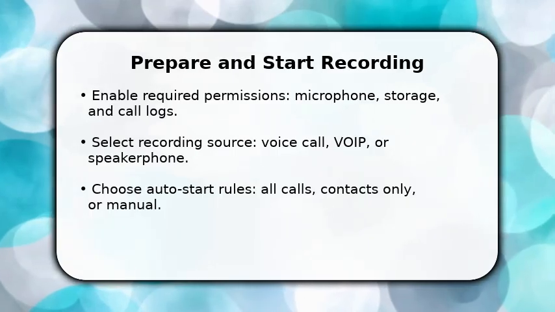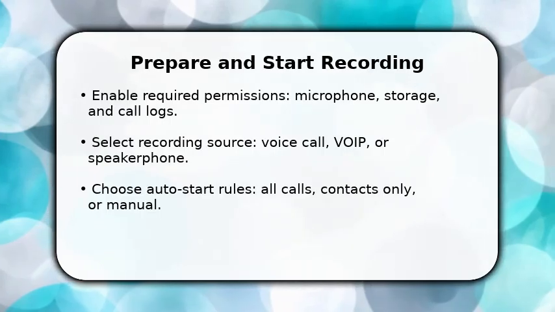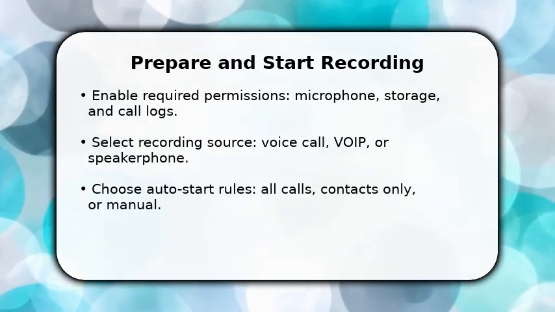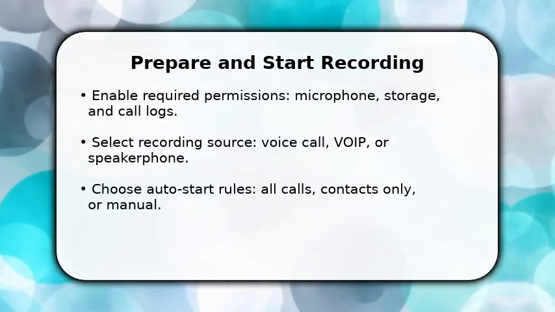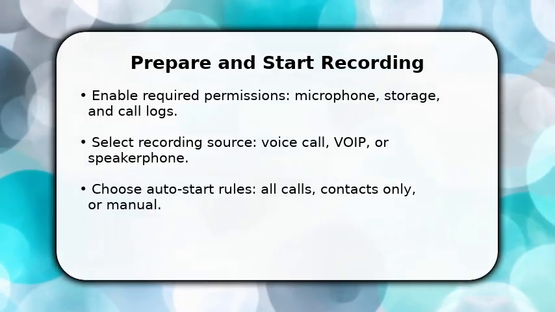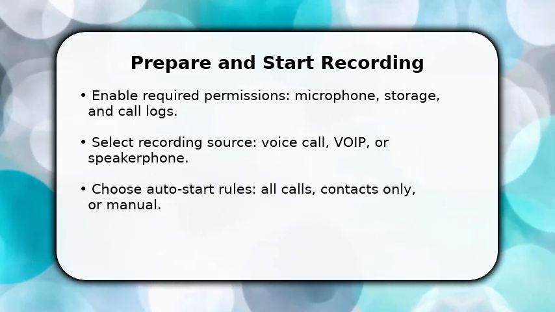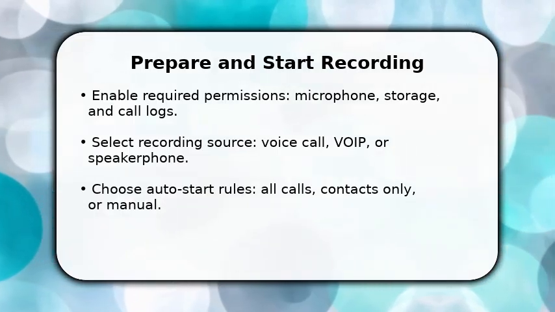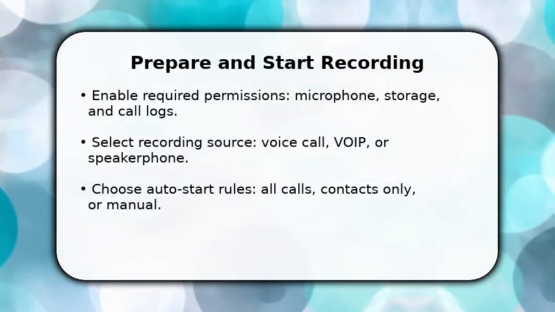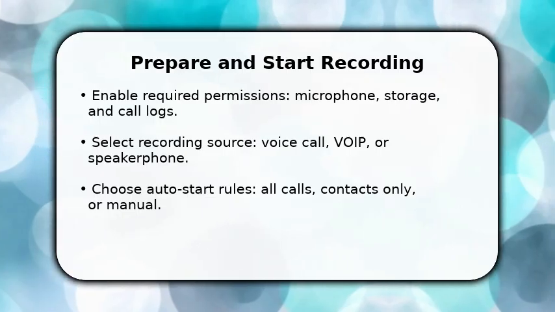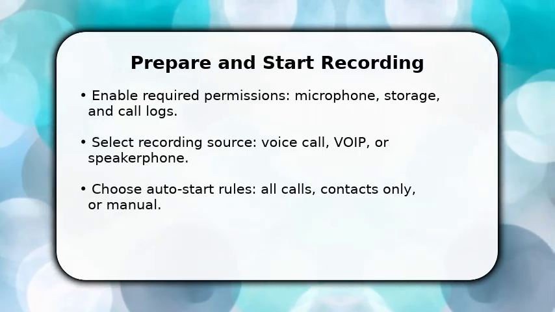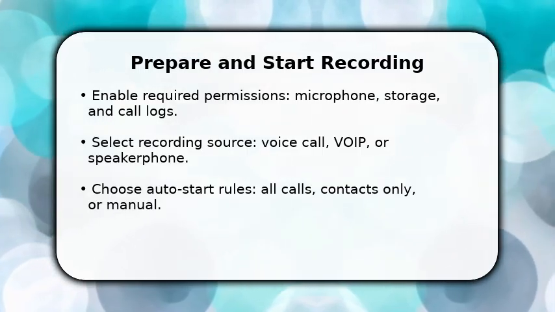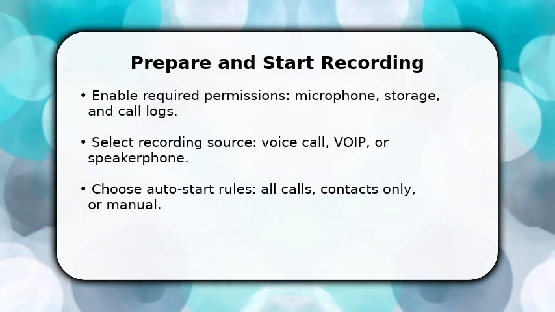You begin by granting the app microphone and storage permissions so it can capture and save audio. This is essential. Next, choose the correct recording source. If you use speakerphone or a VoIP service, pick that source so recordings are clear. Once done, set auto start rules. Record all calls for completeness, contacts only for privacy, or keep manual to control each session. Doing these first avoids missed recordings and ensures correct audio routing during the call.